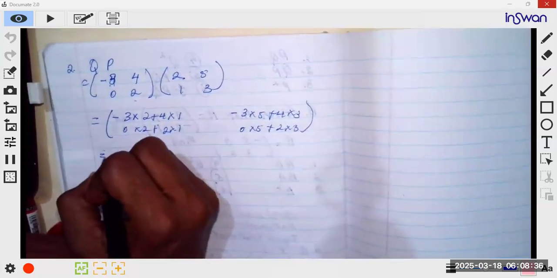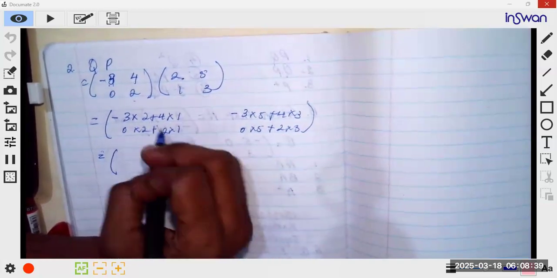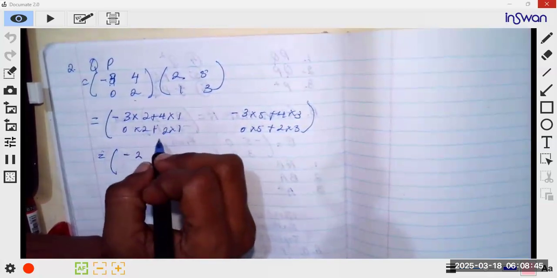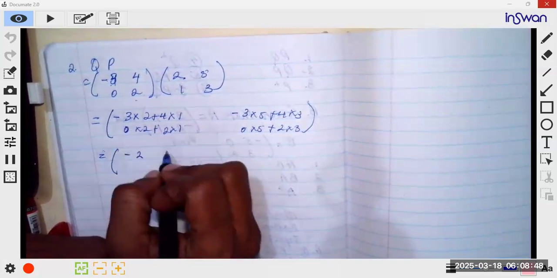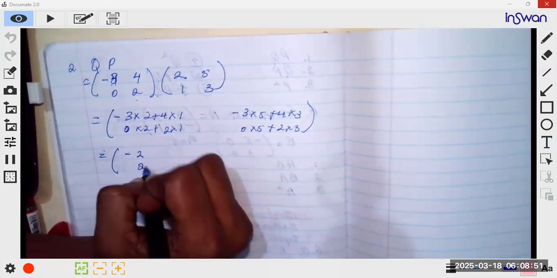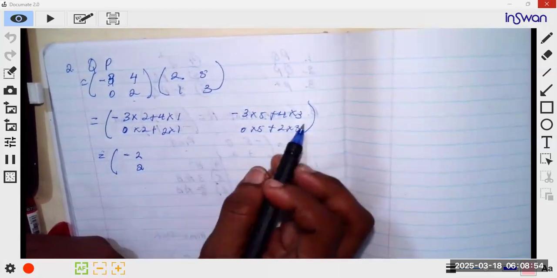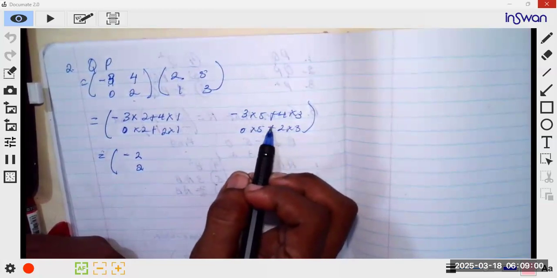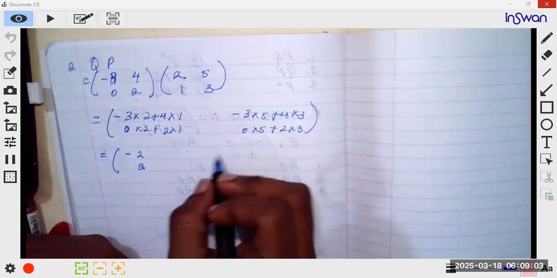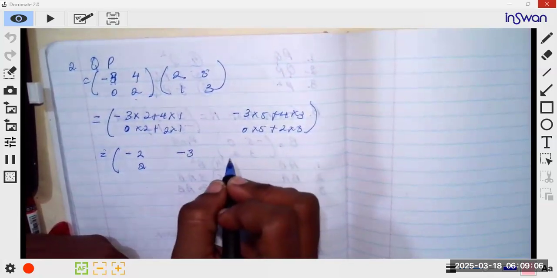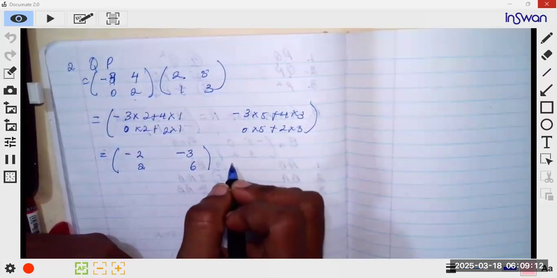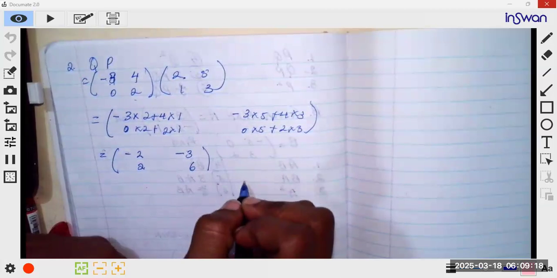So let's get our final answer. Here will be minus 6 plus 4, minus 2. This one will be 0 times 2, 0. 2 times 1 is 2. Here will be minus 15 plus 12, which is minus 3. And 0 by 5 is 0, and 2 3s are 6. All right, so any questions concerning this?